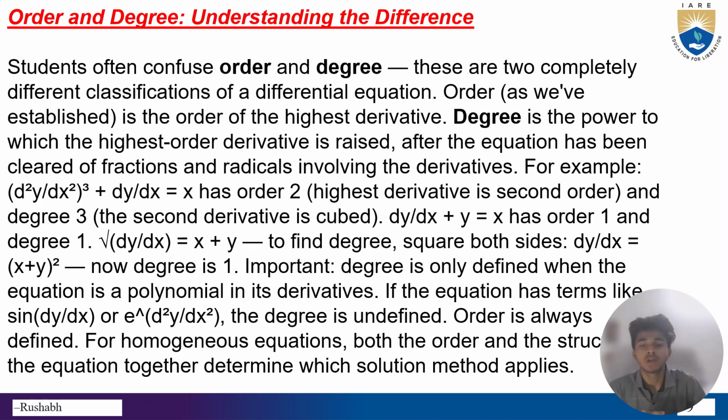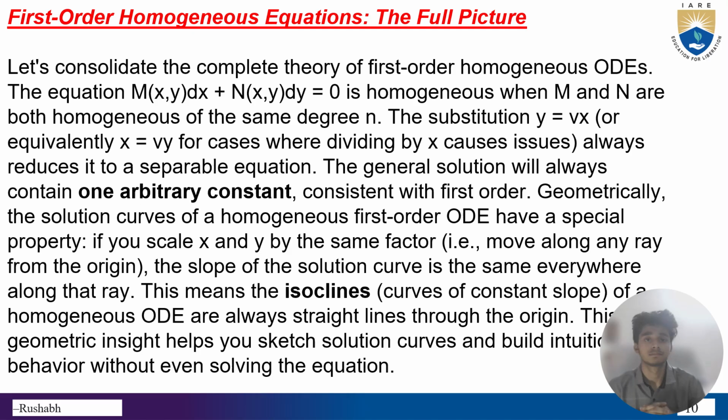For homogeneous equations, both the order and the structure of the equation together determine which solution method applies. On this slide, we'll get a full picture of the first order homogeneous equation. Let us consolidate the complete theory of first order homogeneous ODEs. The equation M(x,y)dx + N(x,y)dy = 0 is homogeneous when M and N are both homogeneous of the same degree n. The substitution y = vx, or equivalently x = vy for cases where dividing by x causes issues, always reduces it to a separable equation. The general solution will always contain one arbitrary constant.